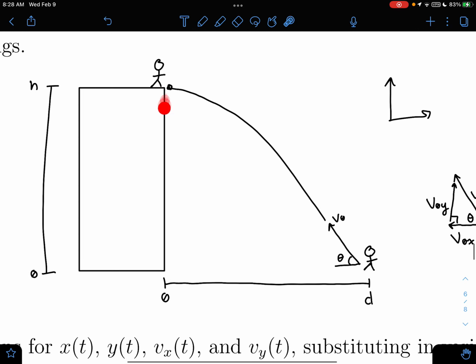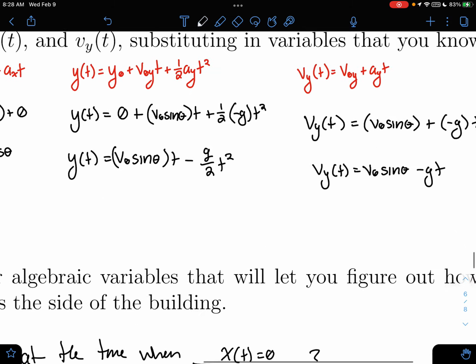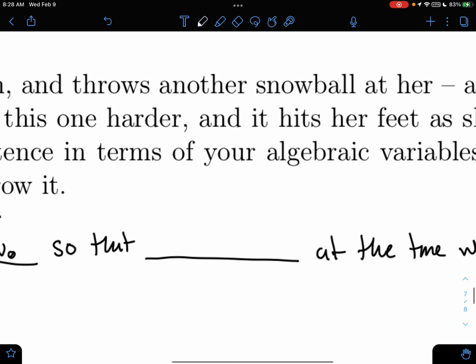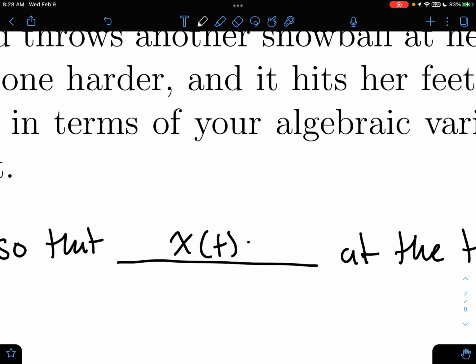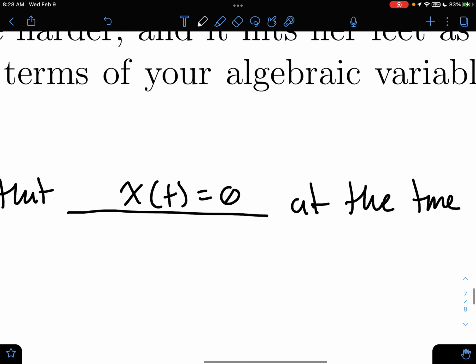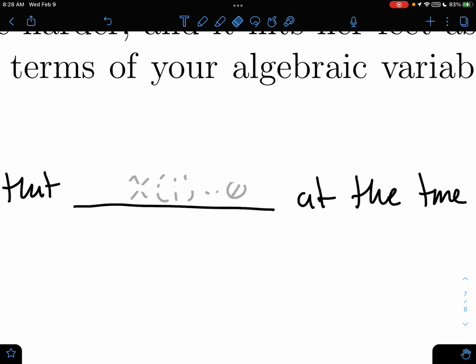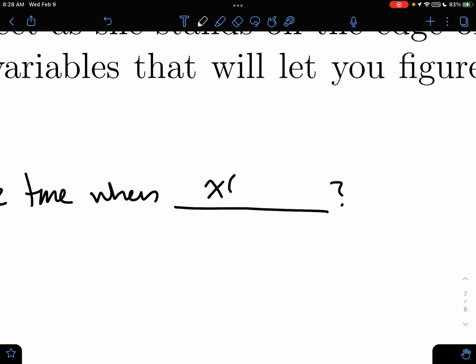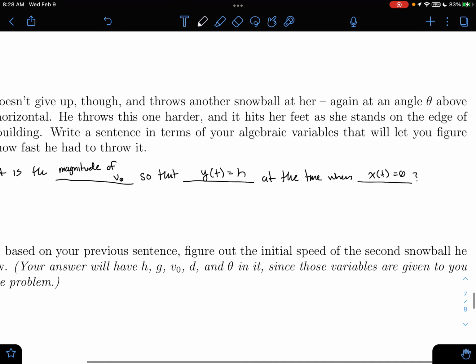I already said when we're hitting the building, our x of t is going to equal 0. But now we also want another condition to be true, that we want our y of t to equal h at that same time. So we're going to put that we want y of t to equal h at the time when x of t equals 0. At the time when we're hitting the building, we want our height to be just this high, so it's hitting the feet.